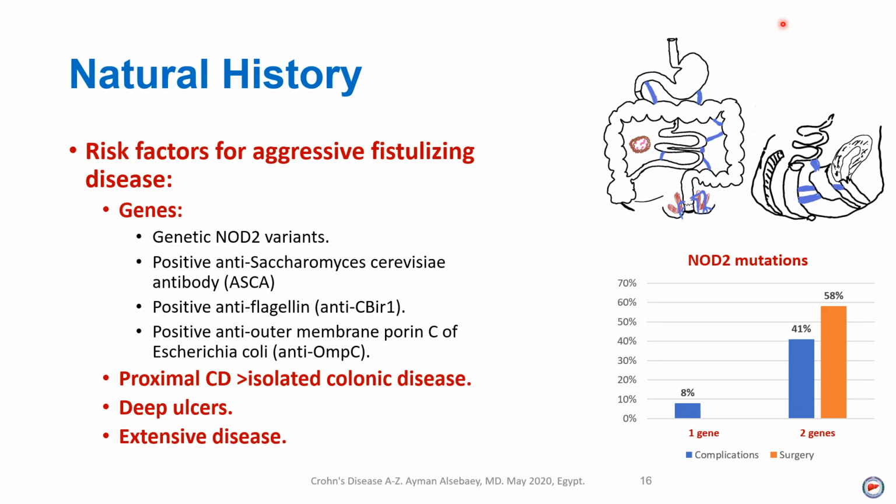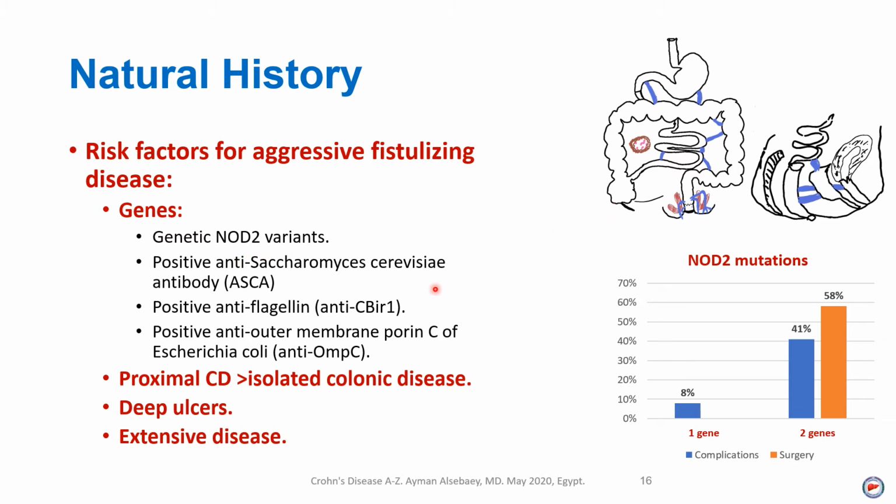Fistulae are annoying for the patient psychologically and socially, and also for most physicians, because they are refractory to conventional therapy. They found that there is an association between some genes and some antibodies and fistulae. They found that most fistulae are associated with NOD2 variants.